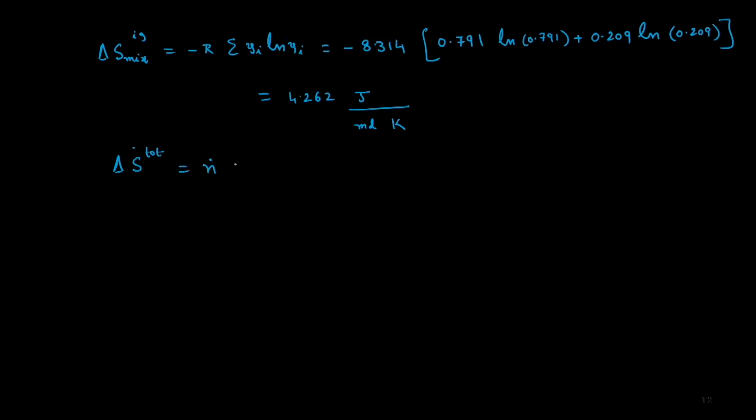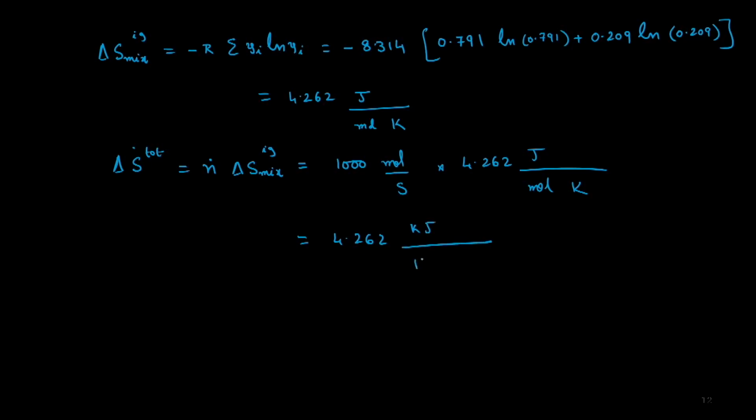it is N dot multiplied with delta S mixing for an ideal gas, because we can assume the streams to be ideal gas streams in this scenario. This turns out to be 1000 moles per second multiplied with 4.262 joule per mole Kelvin. So that will be 4.262 kilojoules per Kelvin second. This is the rate of entropy change for this particular process. Notice that the entropy change is positive, which it should be for a mixing process. It's greater than 0.